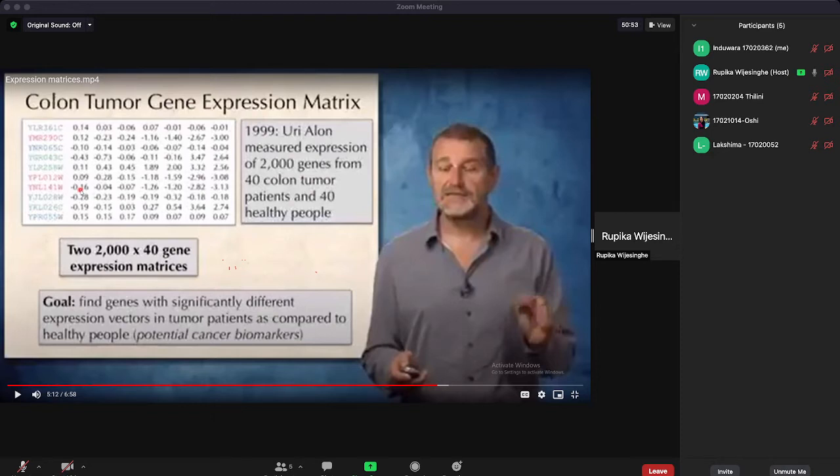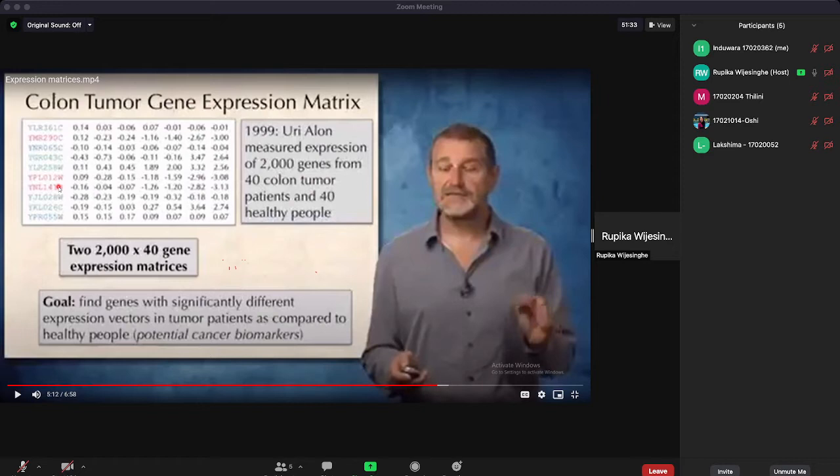Means the expression of this gene is low, right? So if in the control the expression of this is positive, that means there's something different, something that we should see, right? So in that case, you can use this. If it is significantly different, we can use these genes as cancer biomarkers, colon cancer biomarkers.